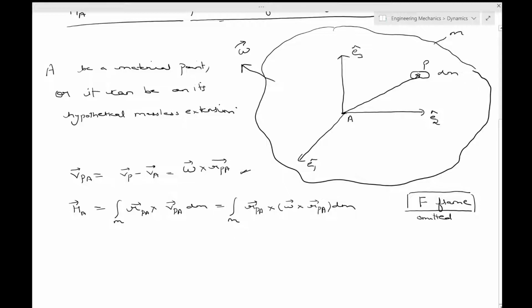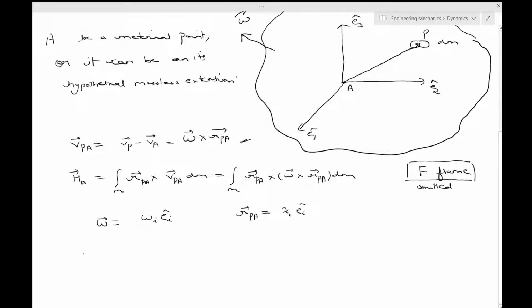Okay, so let's write this omega vector in terms of the E1, E2 and E3 basis vectors as omega i ei hat. Since i is a repeated index, it will be summed from 1 to 3. So omega 1 E1 plus omega 2 E2 plus omega 3 E3. That's how this vector is written. Similarly, the vector RPA can be written as xi ei hat.